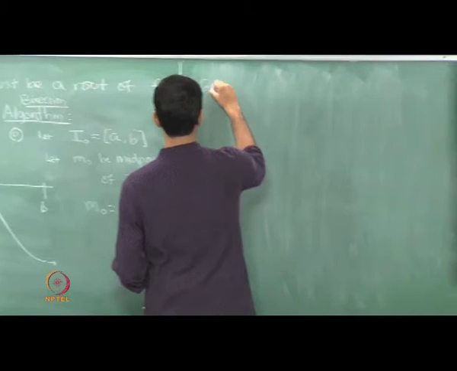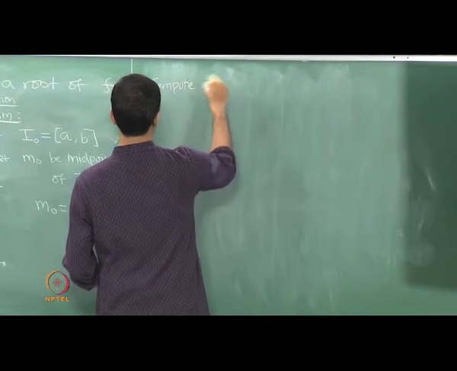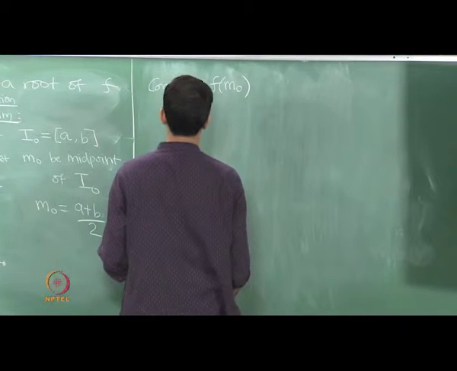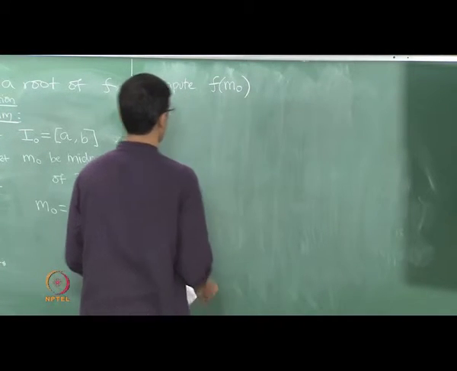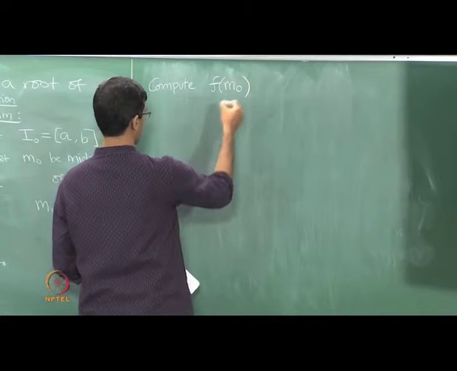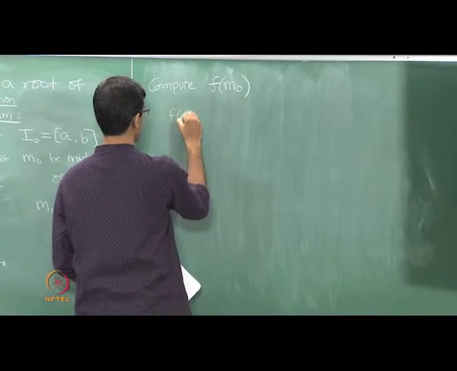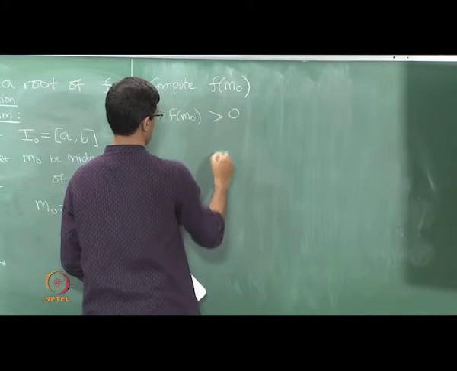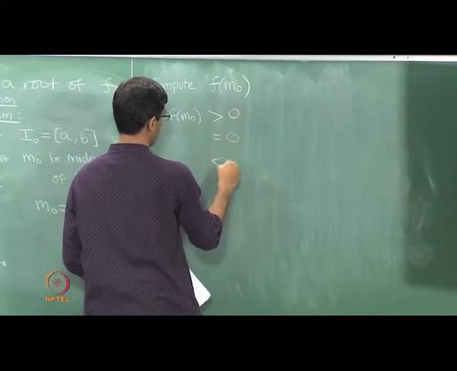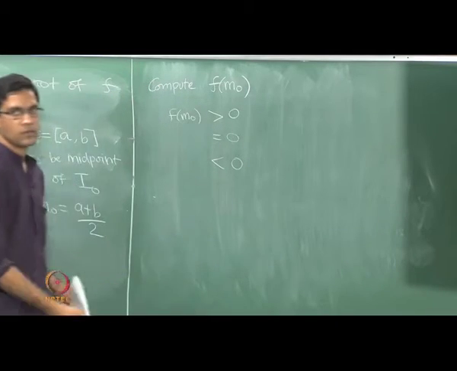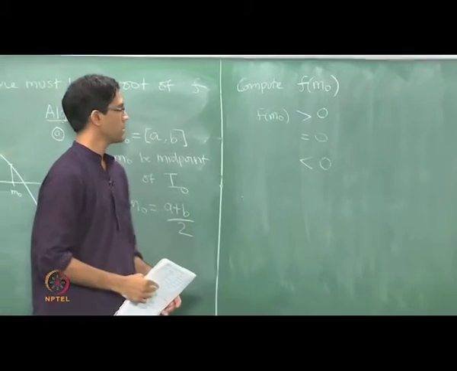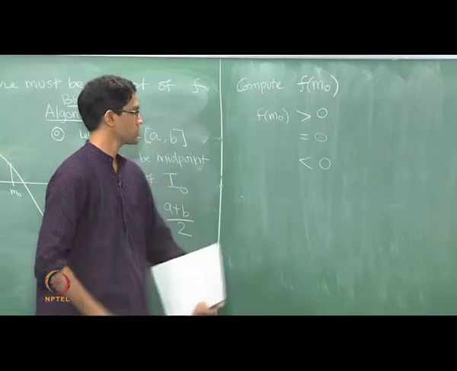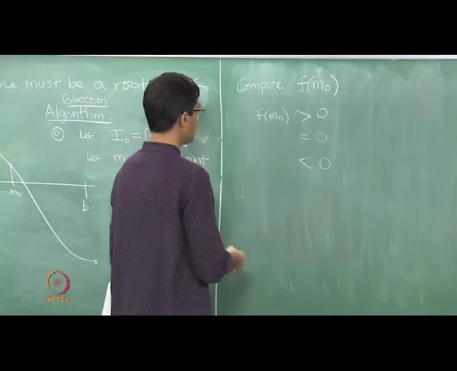Now we compute the value of f at the midpoint. So the function f itself is presumably given in some nice way, there is some formula. So we compute f of m0. Now what are the possibilities? F of m0 could be positive, it could be 0 or it could be negative. So there are 3 possibilities in general. Of course in this example that I drew, I drew it in such a way that the midpoint value was positive. Now what do we do in each of these cases?